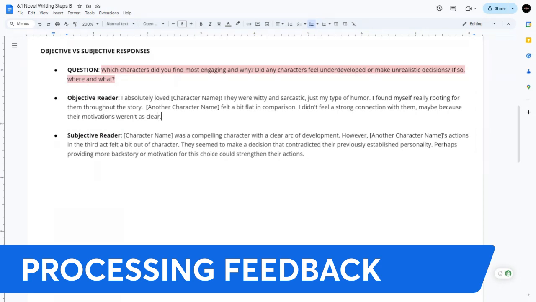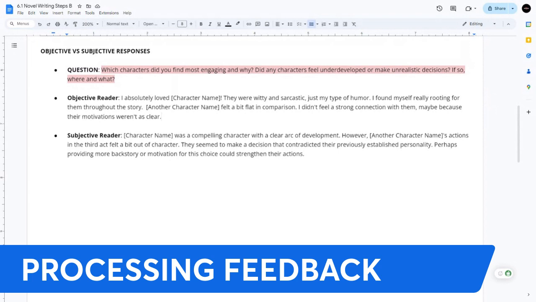So again, I absolutely loved this character, okay? They were witty and sarcastic, all right? That's just my type of humor. Now, right off the bat, when we're looking at that, we're saying to ourselves, all right, so, you know, they're getting that character because they have a bias and joy for that particular type of humor, right? I found myself rooting for them throughout the story. But this other character felt a bit flat in comparison.